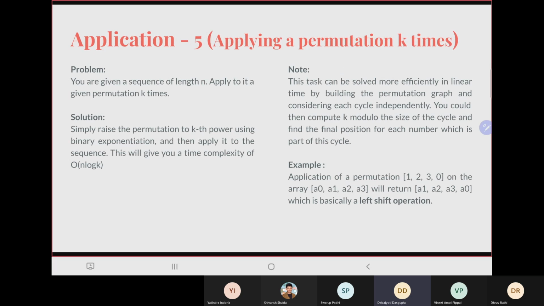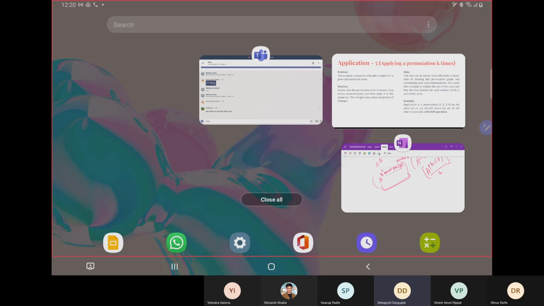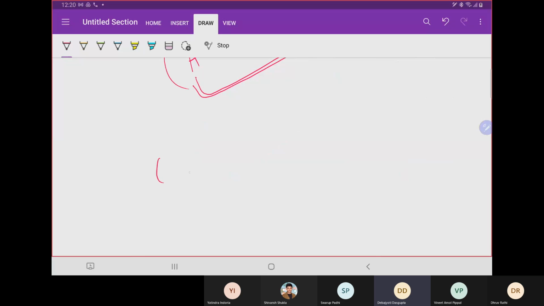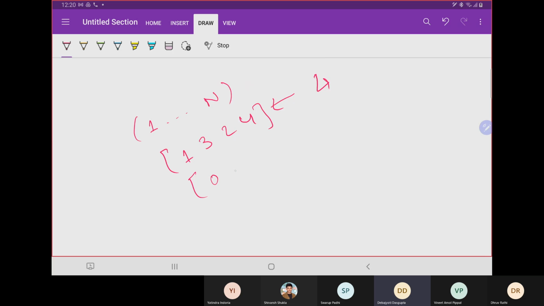Okay, so now let us come to some questions on binary exponentiation. You know what a permutation is, right? If I say a permutation of 1 to n, you are taking the natural numbers 1 to n and reshuffling them in some order. Like 1, 3, 2, 4 is a permutation of 4, right? This can also be written, if you are using zero-indexed numbers, as 0, 2, 1, 3.